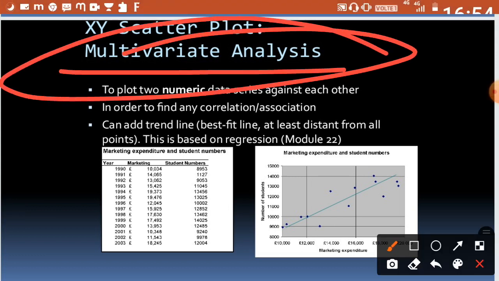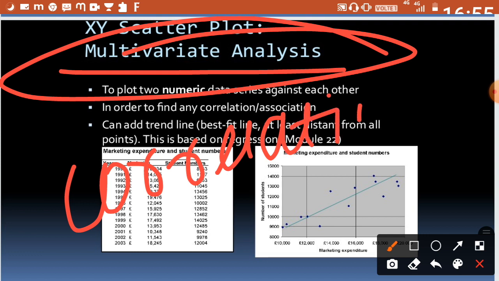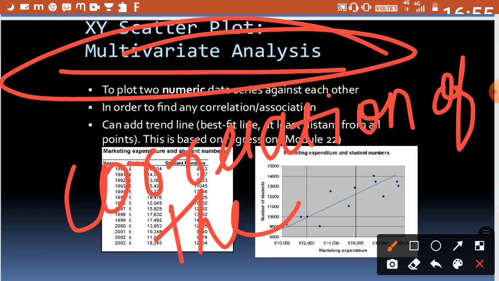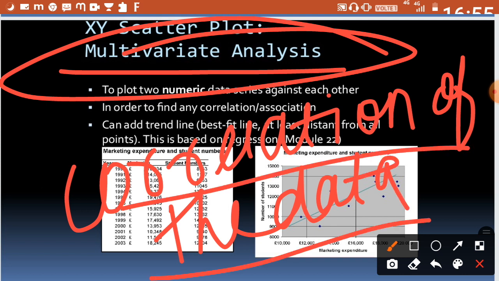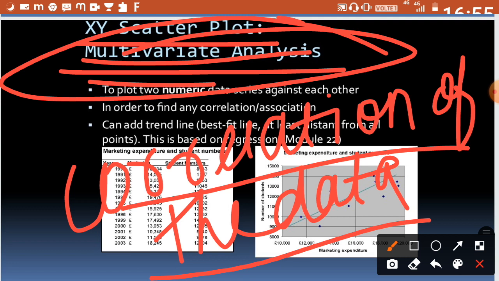Multivariate graphs mainly show the relationship, or we can also say they are mainly used to show the correlation of the data. As we studied, change in happiness level with respect to the change in income is also showing a correlation between the two variables. That's about the XY scatter plot. It shows the scatter, or we can say the correlation, between the x-axis and the y-axis.